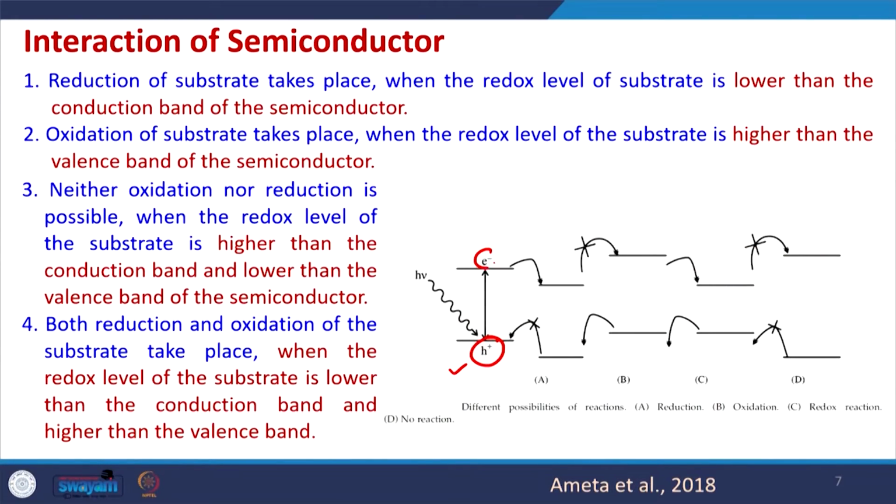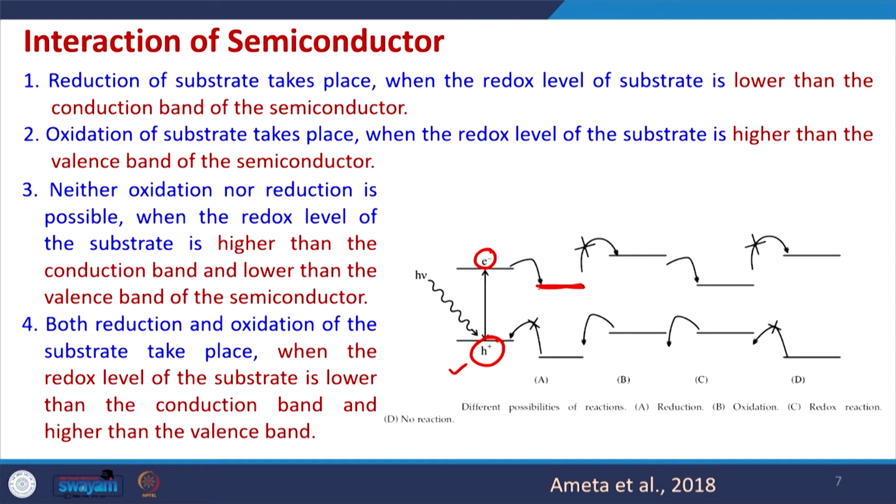Now, reduction of substrate takes place. Suppose we have a hole which is generated here and we have an electron which is here. Now, how will it interact with different substrates? This is what is shown here. Reduction of substrate takes place when the redox level of substrate is lower than the conduction band of the semiconductor. If the redox level of substrate is this, it is possible because the electron can go into this, but if it is at a higher state, it is not possible. So, this is the problem.